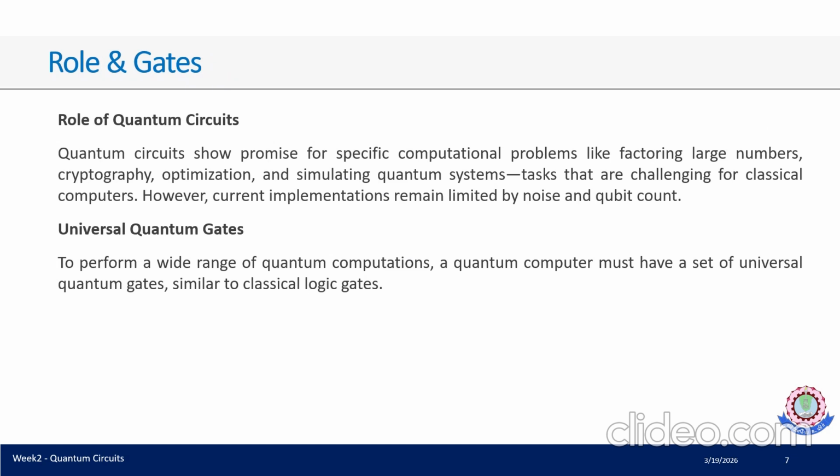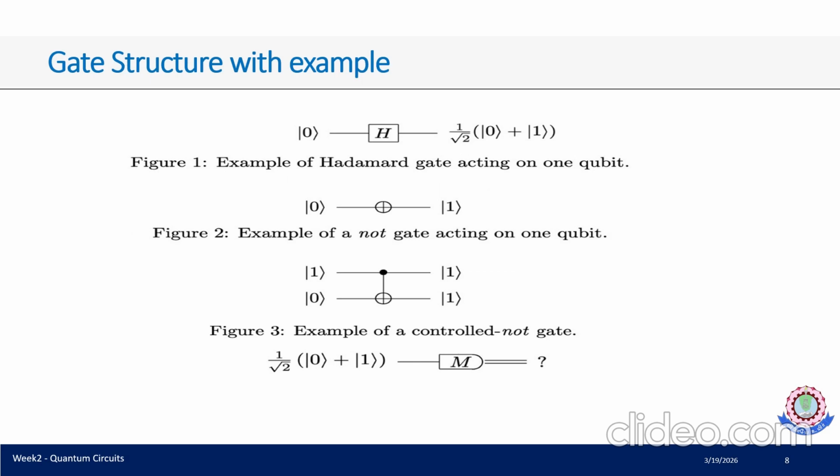Roles and gates. Role of quantum circuits. Quantum circuits show promise for specific computational problems like factoring large numbers, cryptography, optimization, and simulating quantum systems. A universal quantum gate set is one that can perform a wide range of quantum computations. A quantum computer must have a set of universal quantum gates, similar to classical logic gates.